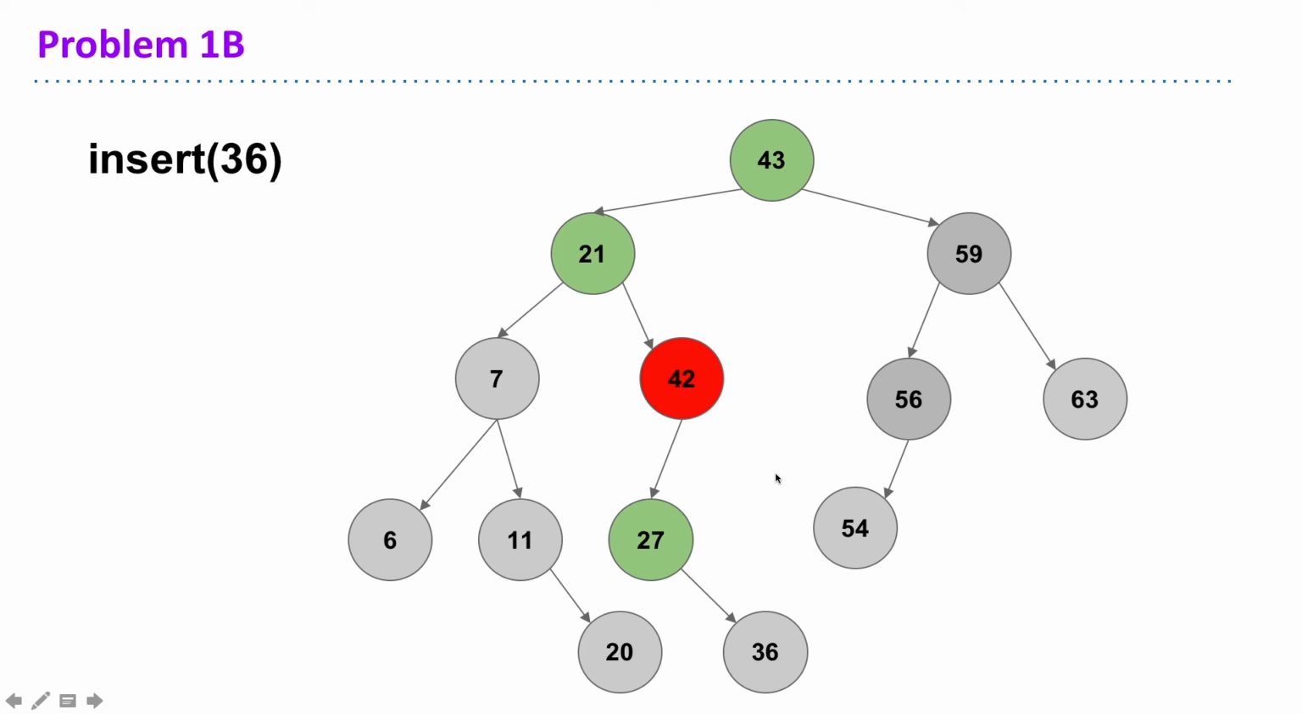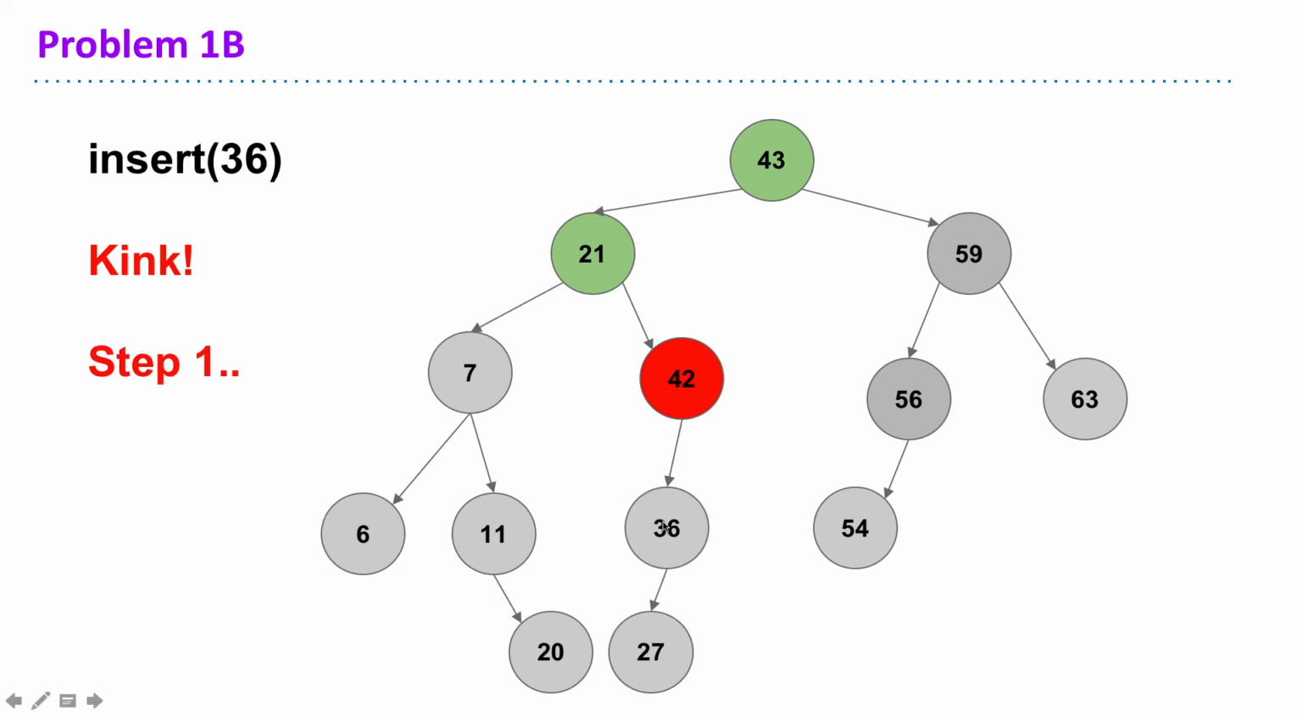So now we have to figure out which case we're going to use to fix our tree. So this is going to be a kink case. This looks like one of the examples that we showed earlier. So the way that we're going to fix it is by doing a left rotation on 27 and then a right rotation on 42. So for a left rotation, we'll drag 36 up to where 27 is and make 27 the left child of 36. So after doing our left rotation, we get this as our tree.